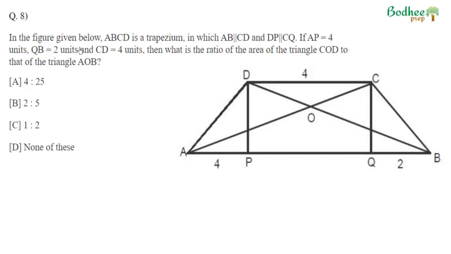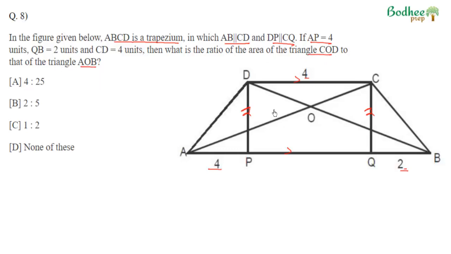Here it says that in the given figure, ABCD is a trapezium in which AB is parallel to CD. So this is parallel, right? Similarly, these two are also parallel. And the value of AP is given to us as 4, DC is 4 and QB is 2, right? We need to find the ratio of area of triangle COD to the triangle AOB.